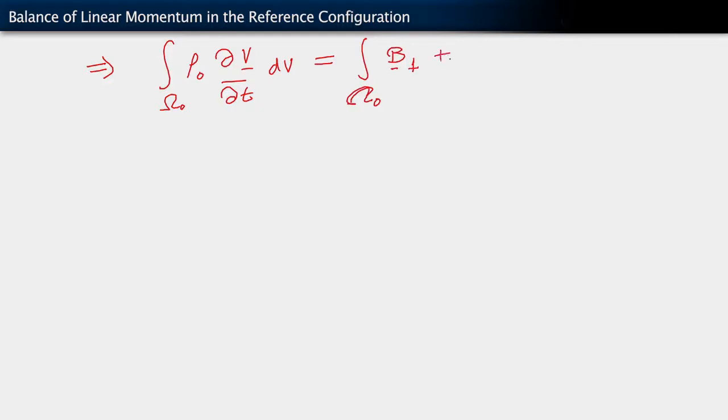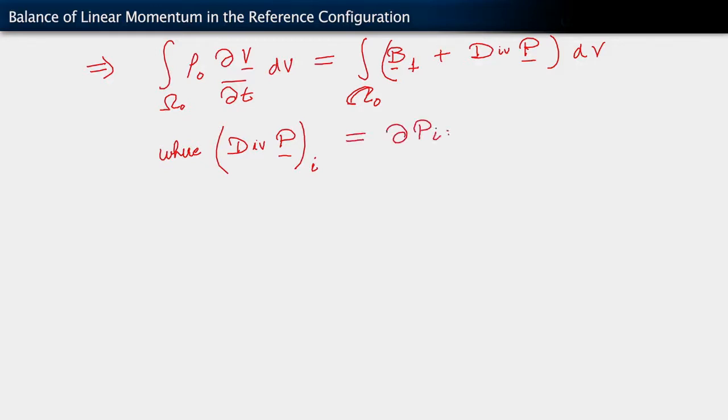B F plus. Now I'm going to introduce this operator, capital Div of P, dV, where this Div P is a vector. It has free index little i. It is basically partial of P little i capital I with respect to the reference configuration. That index capital I is lost in the process, so we have free index little i.